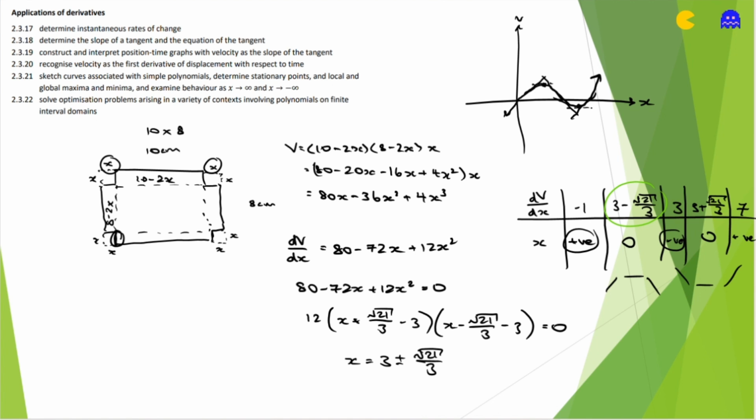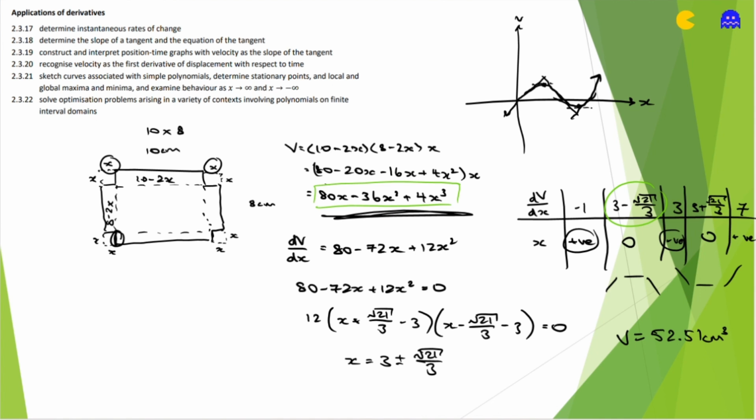Okay, and so the value of the volume at this point will be found by substituting this value, 3 take root 21 on 3, into our initial volume function. In this case, by substituting that value for x back into our original function here, we get V is equal to 52.51. That's to 2 decimal places. And let's say it's in centimeters cubed.